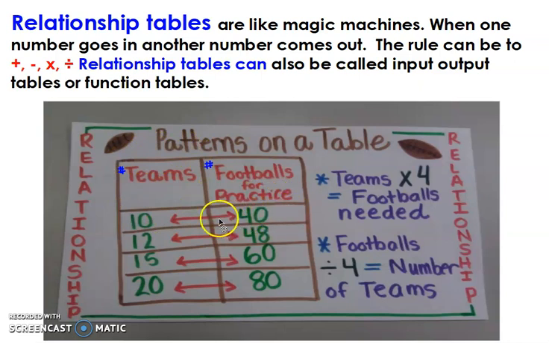40 divided by 4 would give me 10. Oh, that is correct. 48 divided by 4 would give me 12. Right again. So then here's another set of rules right here. I can say the number of footballs divided by 4 equals the number of teams. Let's look at the next page.